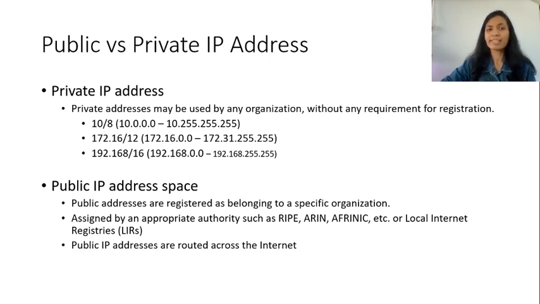The public IP addresses are registered as belonging to a specific organization. Whenever any organization wants to use a public IP address, it has to register that IP address with an appropriate authority like RIPE, ARIN, or local internet registries. All of these addresses finally get registered with IANA, which is the Internet Assigned Numbers Authority. The public IP addresses are routed across the internet.